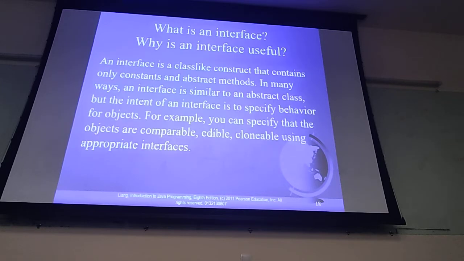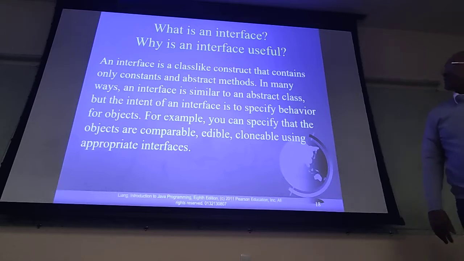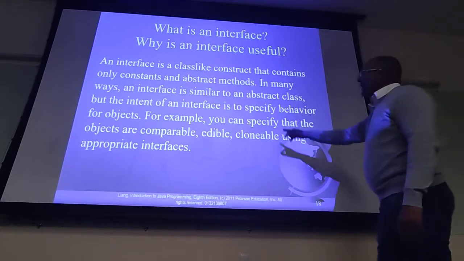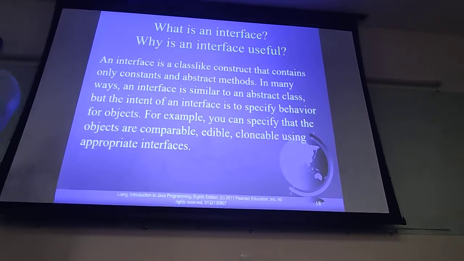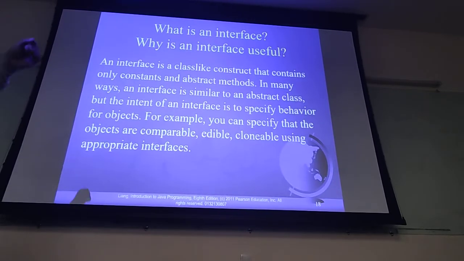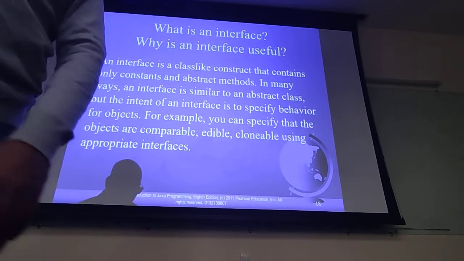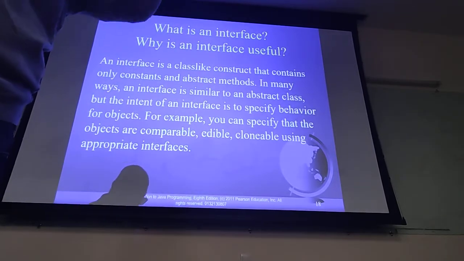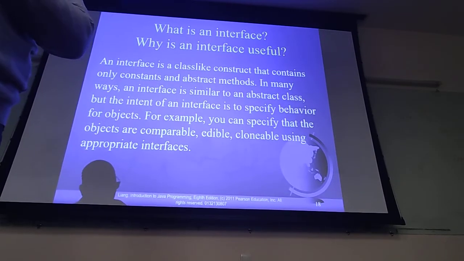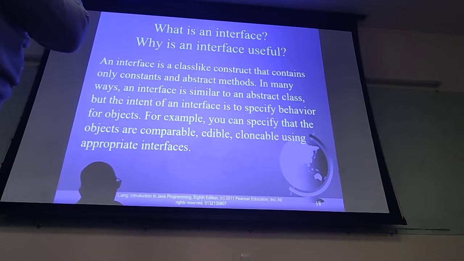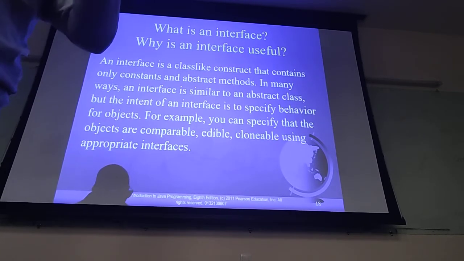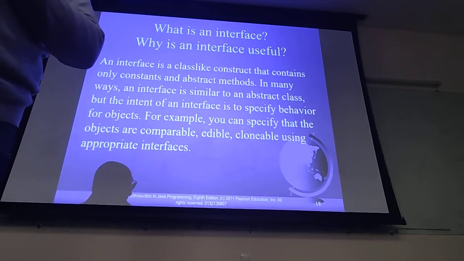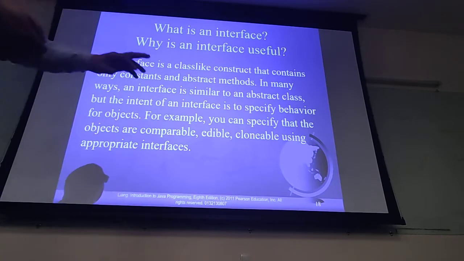What is the interface here? Interface is a class-like construct that contains only constants and which methods? Abstract. So whatever data fields you declare in an interface, they are constants, and methods are what? Abstract. Even if you do not write the final keyword there, they will treat it like what? Abstract. Constant. Is that clear?